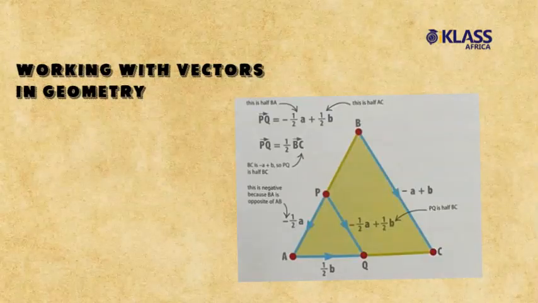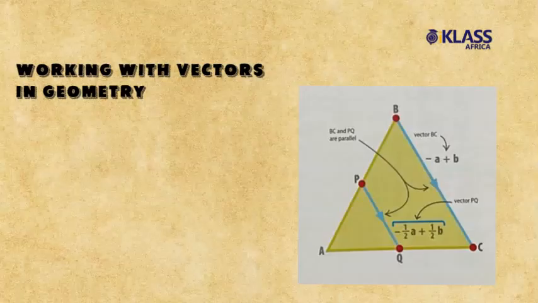Fourth, make the proof. The vectors PQ and BC are in the same direction, and are therefore parallel to each other, so the line PQ, which joins the midpoints of the sides AB and AC, must be parallel to the line BC. Also, vector PQ is half the length of vector BC, so the line PQ must be half the length of the line BC.